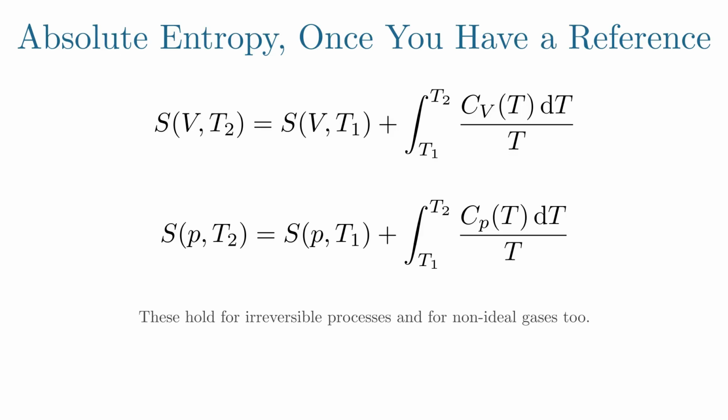And similarly for constant pressure, we have S of P and T2 equals S of P and T1 plus the integral from T1 to T2 of Cp(T) dT over T. These results hold even for non-reversible processes and non-ideal gases, since entropy is a state function.